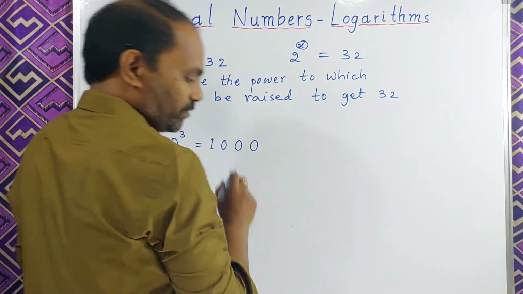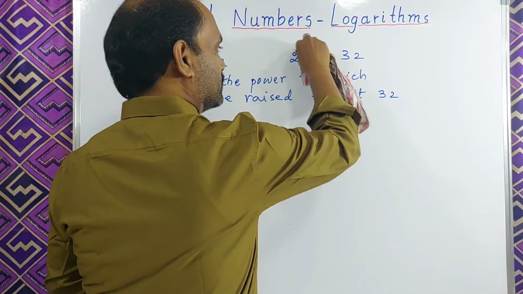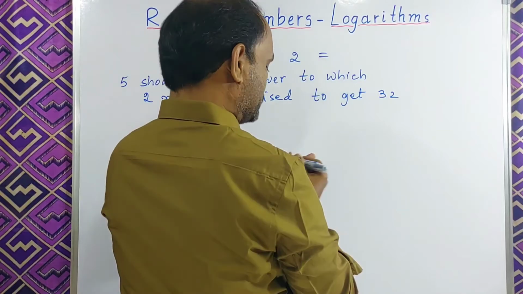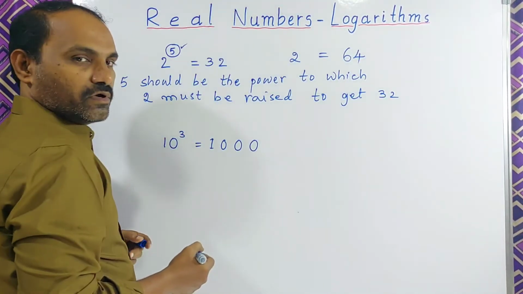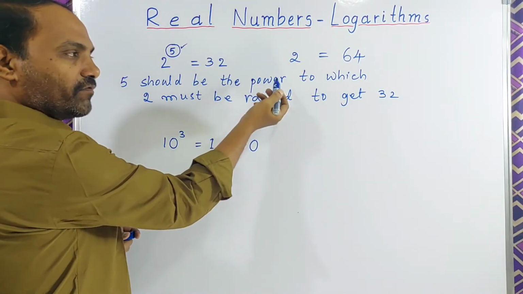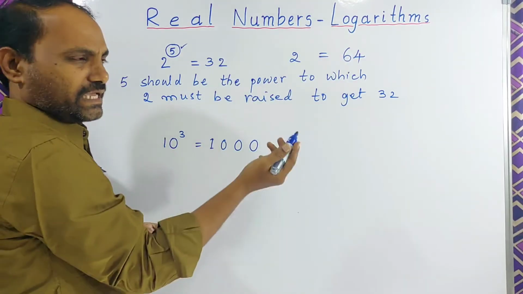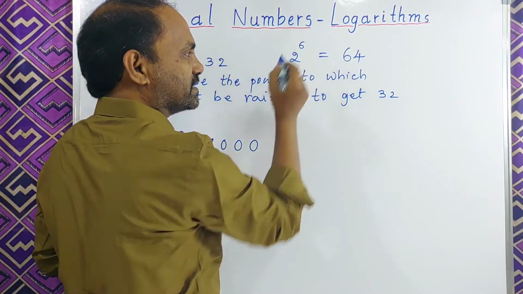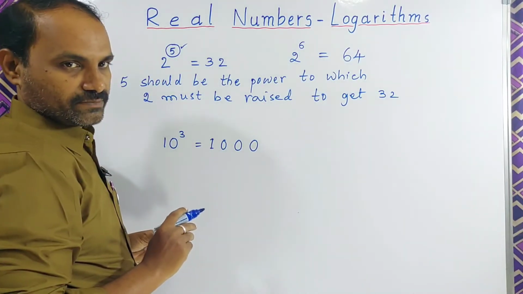Okay, one more thing here. What is the power of 2 to get 64? What should be the power to which 2 must be raised to get 64? So this one is 6, is it? When you write 6, then only 64 comes there.